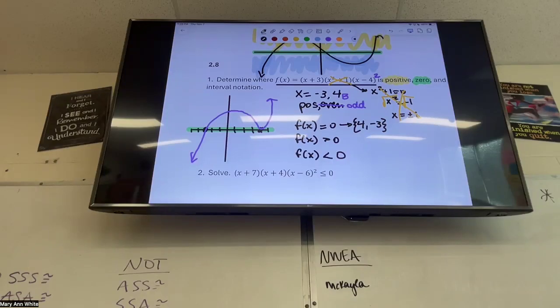Now I want to do greater than zero. Where is my graph greater than zero? Where am I above the x-axis? Starting where? Negative 3 to 4. We're not going to include it, and then 4 to infinity. Very good. Negative 3 to 4, and then 4 to infinity. And then where is it less than zero?